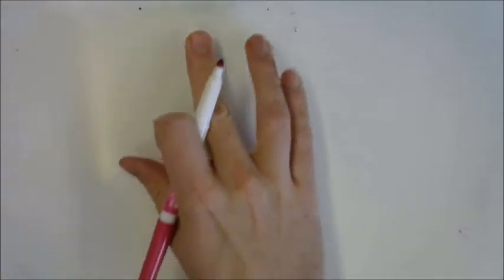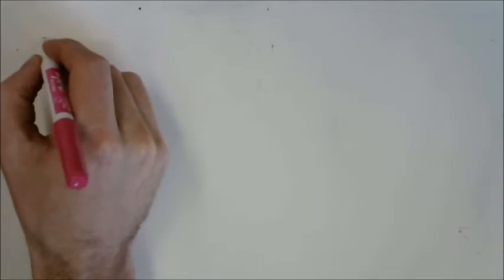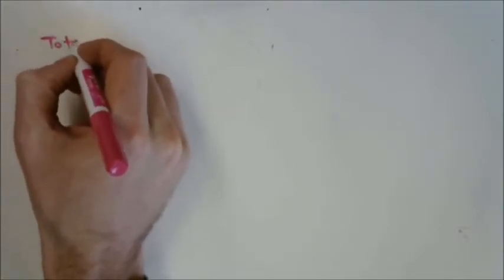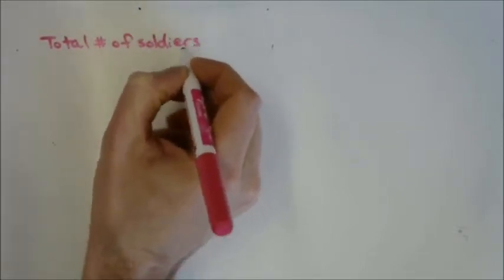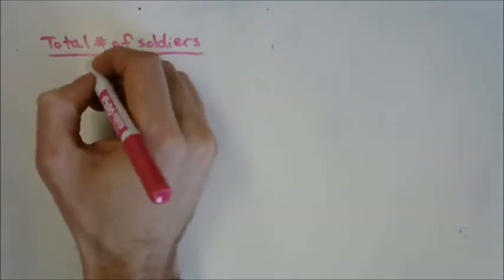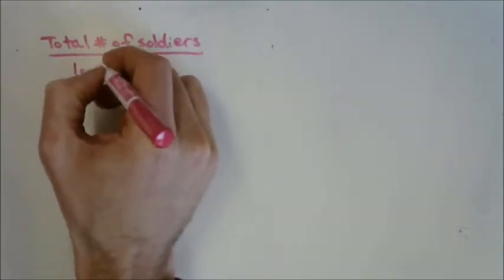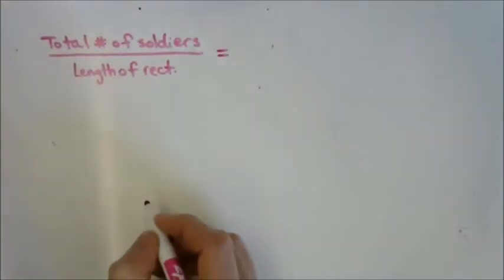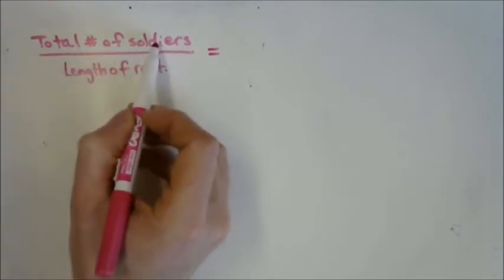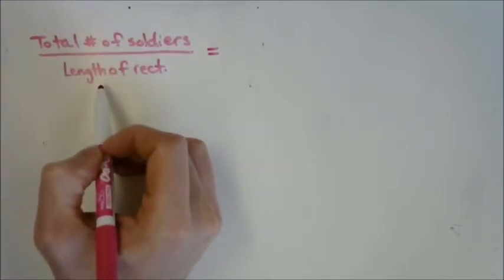So again, our strategy for solving this is going to be setting up a proportion using two ratios. One of the ratios we will have complete, and one will be missing some information. The ratio which involves what we're trying to find out is the total number of soldiers over the length of the rectangle. Now you look at that ratio and you say, okay, I don't know the total number of soldiers. That's what I'm trying to find out. I do know the length of the rectangle.